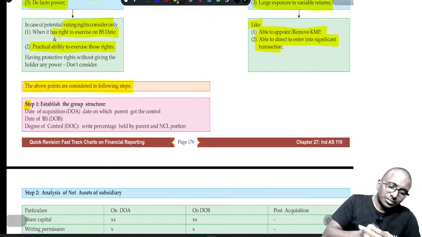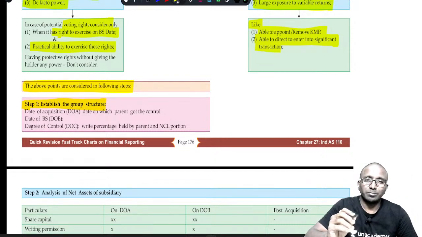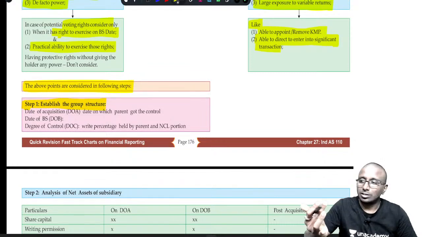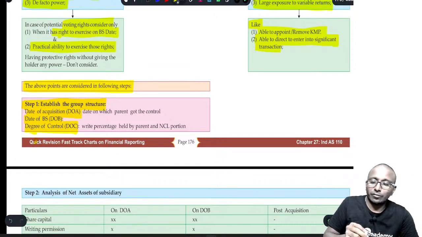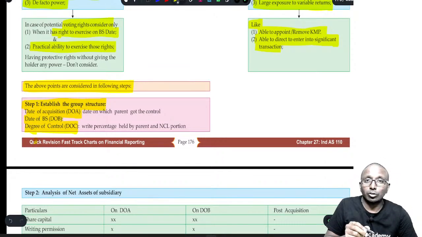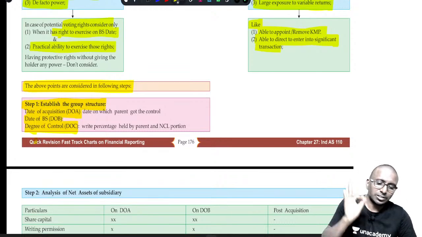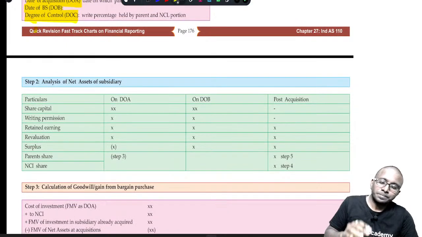Step one, what do I do generally? Establish the group structure. Means what? First, who is the parent company? What is the date of acquisition? What is the date of balance sheet? What is the degree of control? Degree of control means how much percentage we hold and how much is held by NCI, non-controlling interest. That's all we'll decide. Just basic information, nothing much.